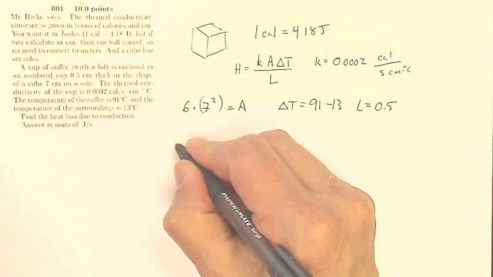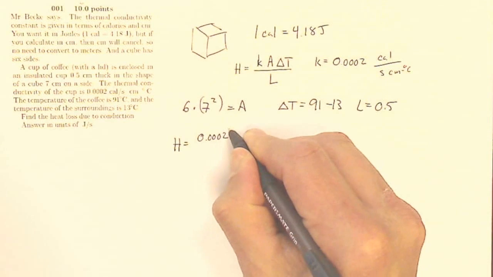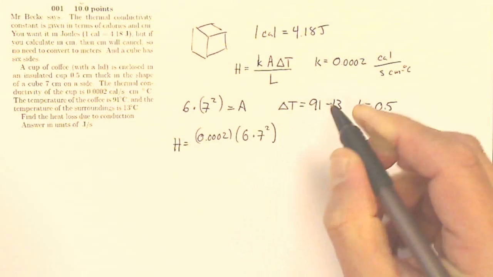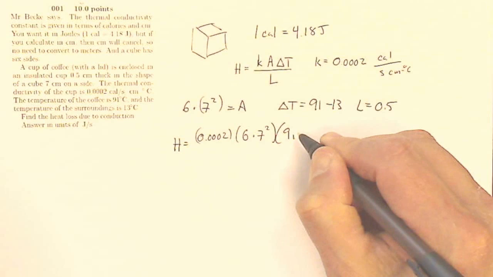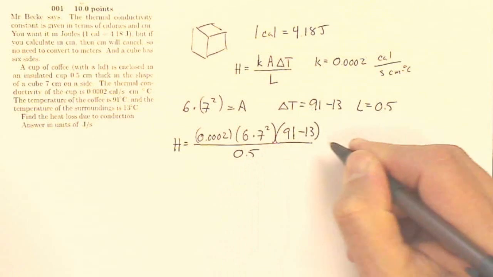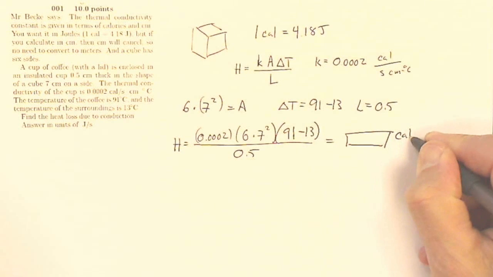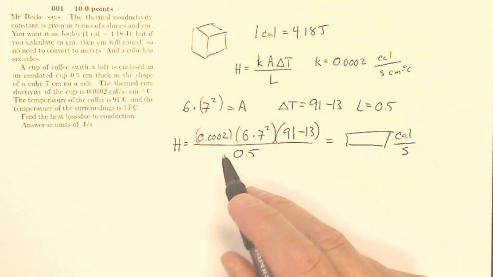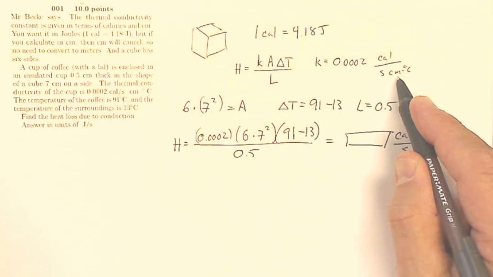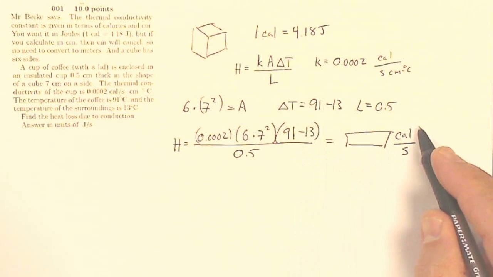So when I put this all together, I get the rate of heat transfer is K, so that's 0.0002, times A, which is 6 times 7 squared, times delta T, which is 91 minus 13, divided by L, which is 0.5. That'll give me some number, but that will be in calories per second, because centimeters and degrees Celsius will cancel out because this is centimeters squared and this is centimeters, and so that's another centimeters that has to cancel out. And this is going to be degrees Celsius, but that's on the bottom. Degrees Celsius will cancel out. So that'll leave me with calories per second.